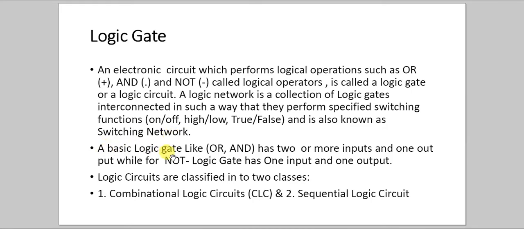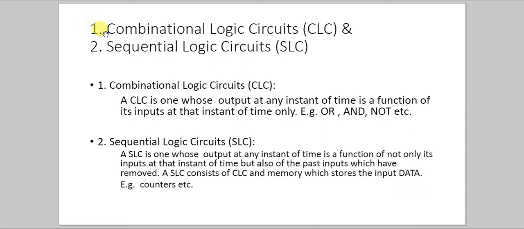A basic logic gate like OR, AND has two or more inputs and one output, while a NOT logic gate has one input and one logical output. Logic circuits are classified into two main classes. Number one, combinational logic circuits, CLC, and number two, sequential logic circuits. Now let's discuss these two circuits.